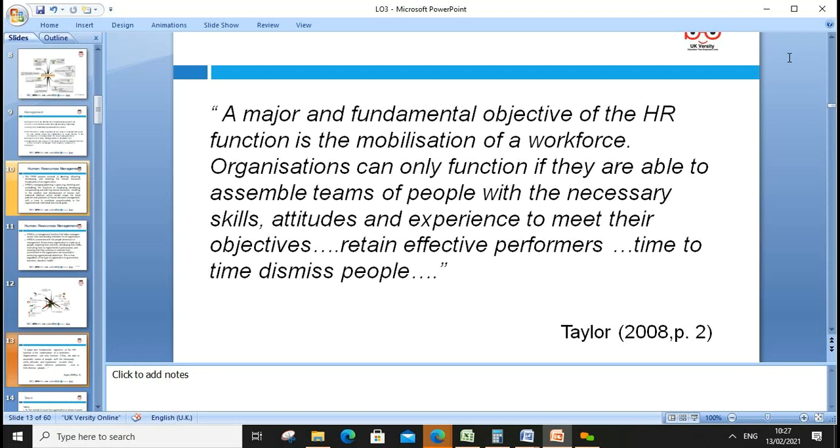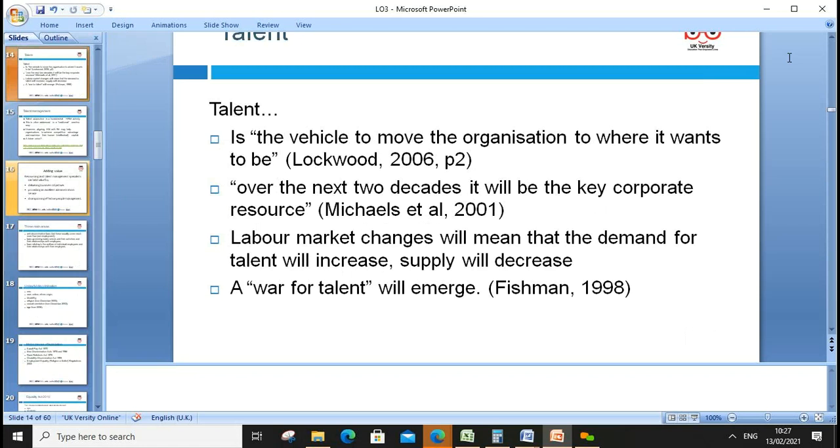Okay. What is talent management? A major fundamental objective of the HR function is the mobilization of the workforce. Organizations can only function if they are able to assemble the teams and the people with the necessary skills, attitudes, and experience to meet their objectives, and retain effective performers. So that's why, from time to time, we dismiss people. Yes, we have to. So think about talent as the vehicle to move the organization to where it wants to be. That is crucial. Over the next 2 decades, it will be the key corporate resource.